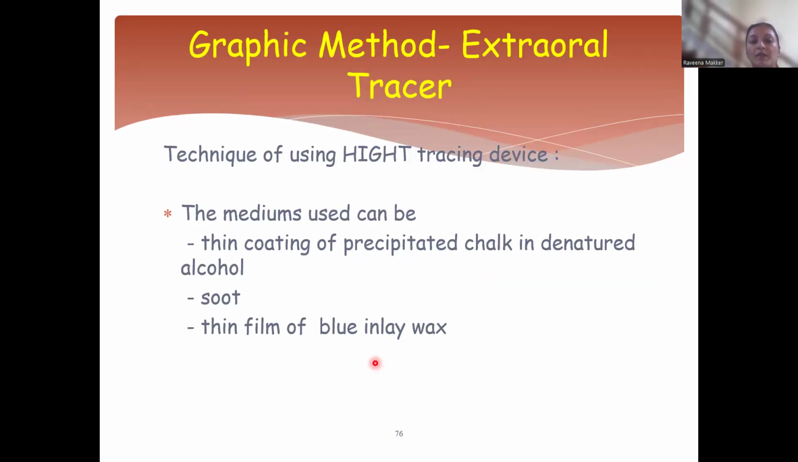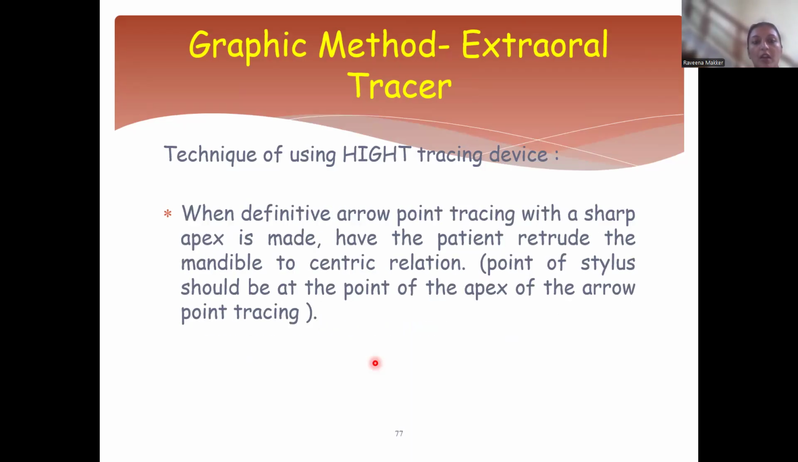Now, other mediums which can be used are a thin coating of precipitated chalk in denatured alcohol, soot, or a thin film of blue inlay wax. Now, when a definitive arrow point tracing with a sharp apex is made, have the patient retrude the mandible to centric relation. That is, the point of the stylus should be at the apex of the arrow point tracing. The apex indicates the centric relation point.